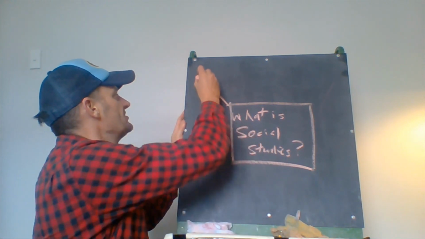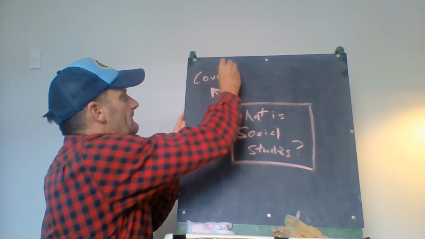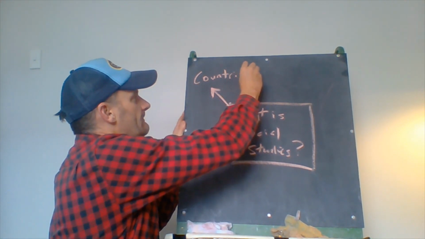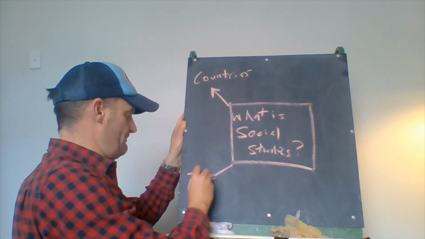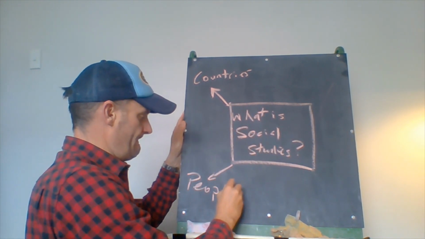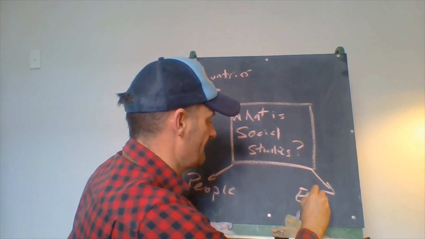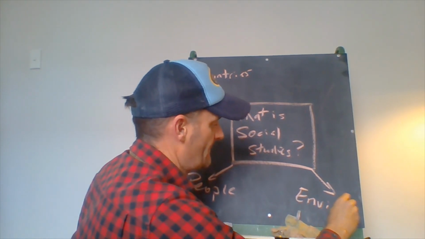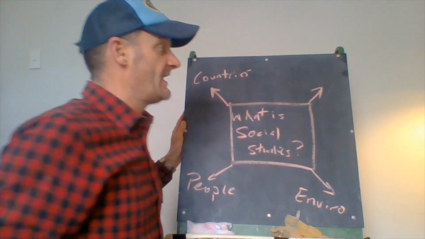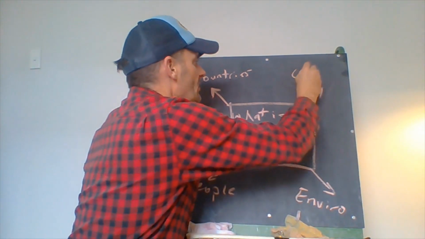So I might think social studies is about countries. I might think it's about people. I might think it is about the environment. I might think it is about culture.